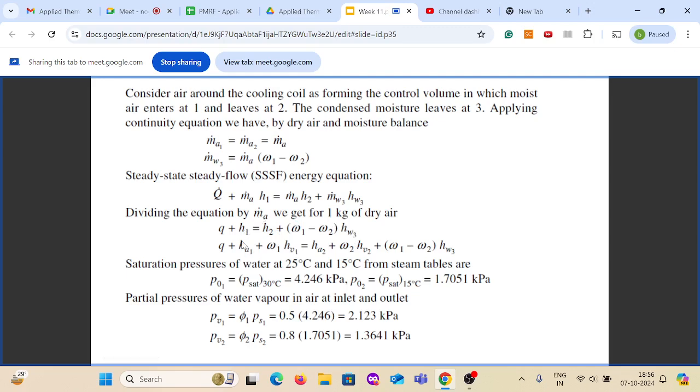So h1 we can write as ha1, which is dry air, plus omega 1 hv1, equals, again, h2 as ha2 plus omega 2 hv2 plus (omega 1 minus omega 2) times hw3. So the w3 is saturated liquid. So the saturation pressure of water at 30 degrees Celsius and 15 degrees Celsius from the steam table are: saturation pressure at 30 degrees Celsius is 4.246 kilopascal, and at 15 degrees Celsius is 1.7051 kilopascal.